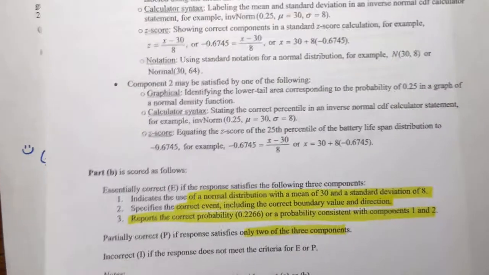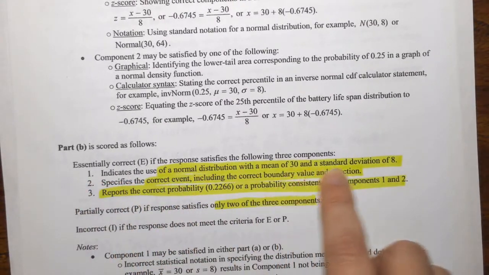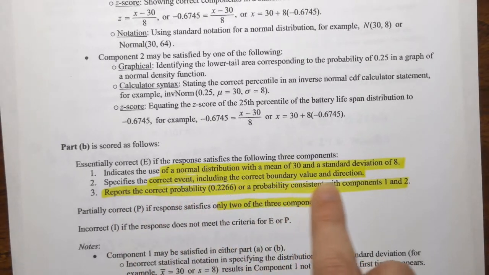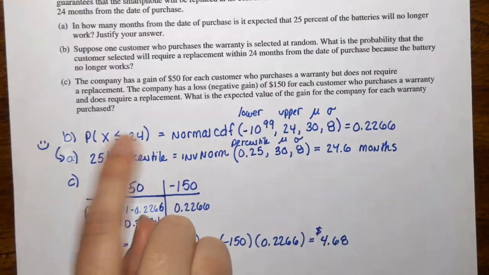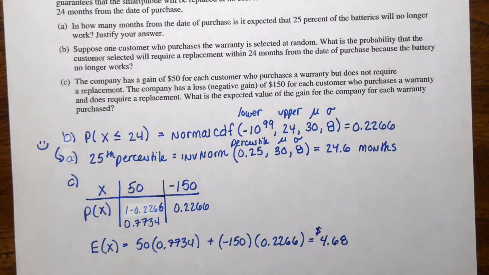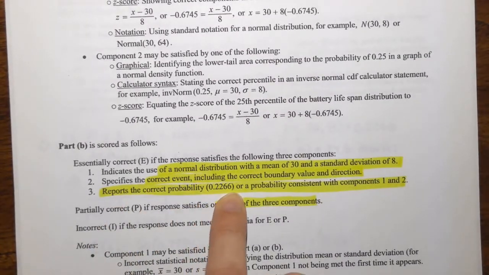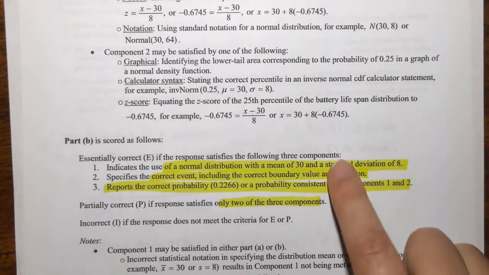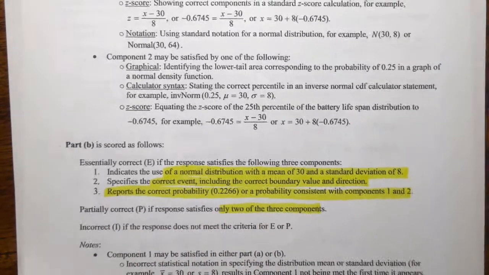Okay, I'm hoping everyone got part B at least. Indicates the use of a normal distribution with mean of 30 and standard deviation of 8. Good. Correct. Specifies the correct event, including the correct boundary value and direction. So that means this. Your random variable notation. Don't forget that, please. Reports the correct probability, 0.2266, or probability consistent with components 1 and 2. So you can also find that through a table, is what they're saying. If you have 2 of the 3 components, you get a P.